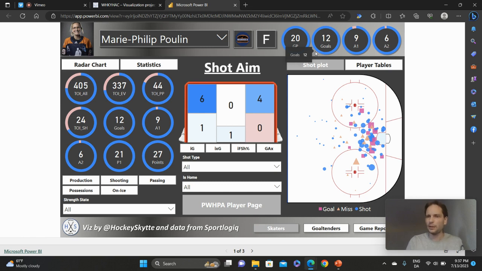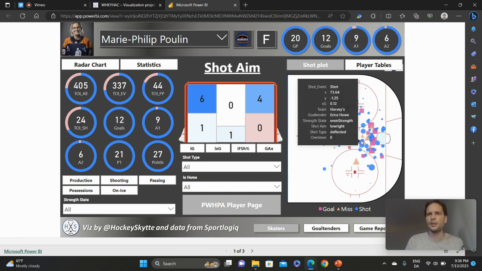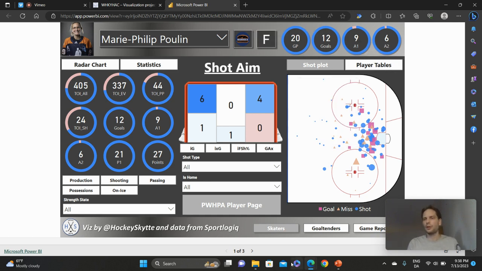Now, all other donut charts, all other metrics you see, indicate the ranking among other forwards. So you can see that Poulin has 12 goals. That means she's ranked number 1 among forwards. She has 9 primary assists and 6 secondary assists. So she's probably ranked 3rd or 4th in primary assists and 2nd or 3rd or something like that in secondary assists. Okay, that's how you interpret the top part of the visualization.